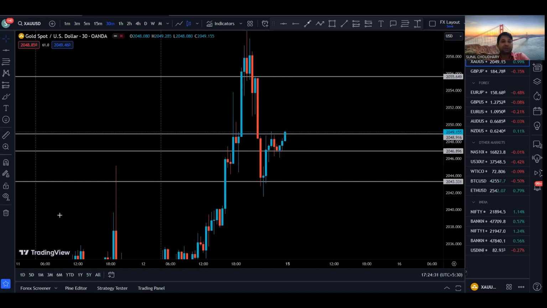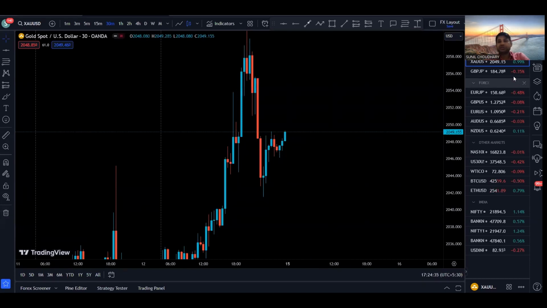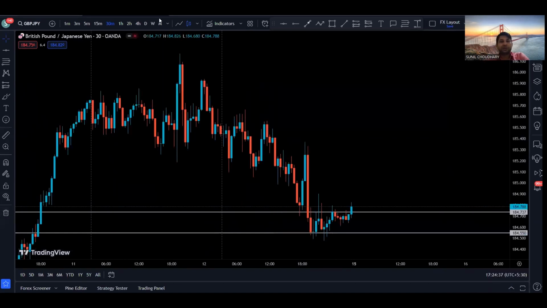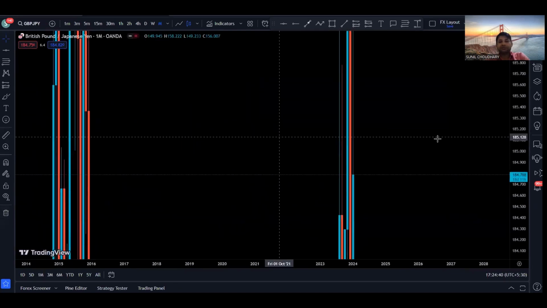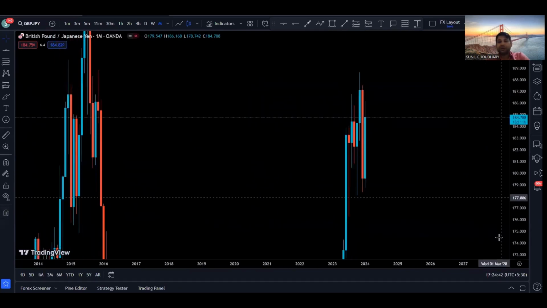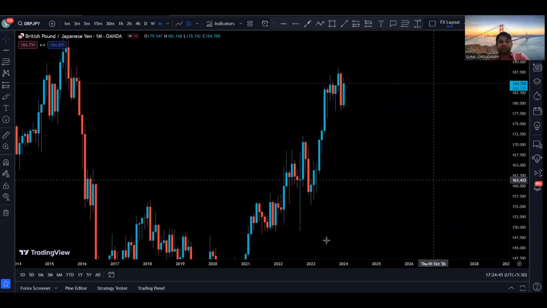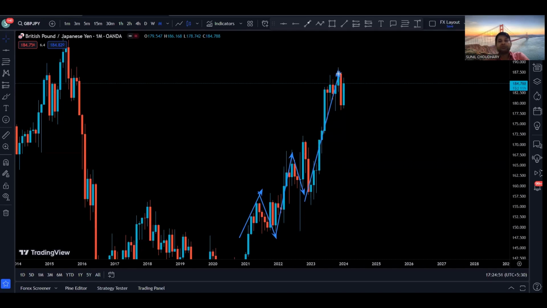Now let's talk about our second pair, which is the GJ. Again, for the GJ, we are going to start with the monthly time frame. Now we are on the monthly time frame on the GJ. We can see the market structure is very bullish on the GJ. We're creating higher highs and higher lows. We created a new high, so price can continue going up from here, or we can come down, find support, and continue going up. But the market sector is very much bullish on the monthly time frame on the GJ.